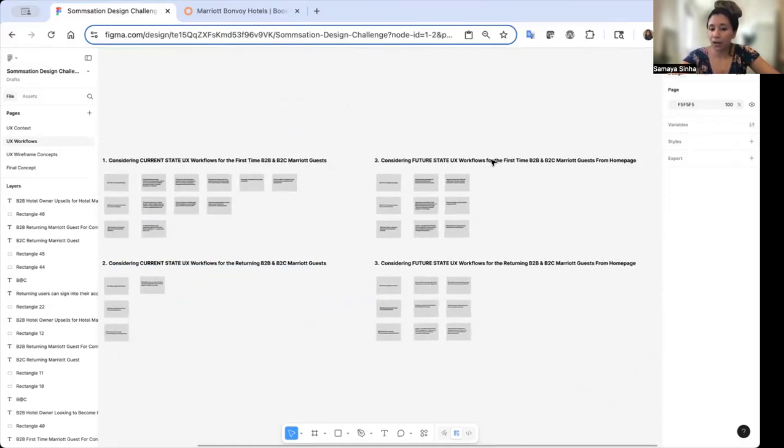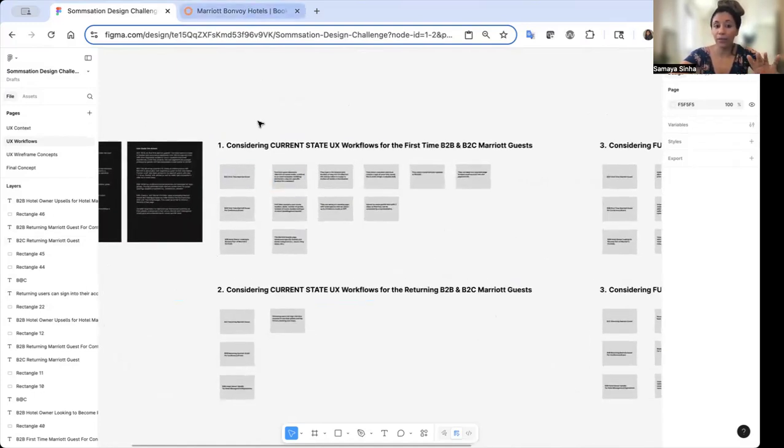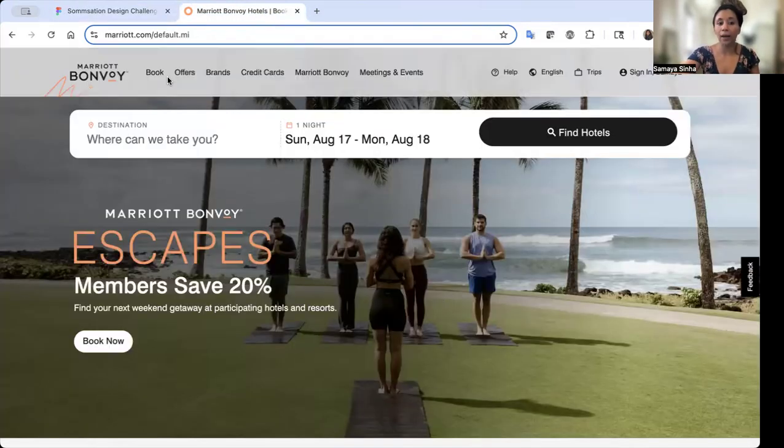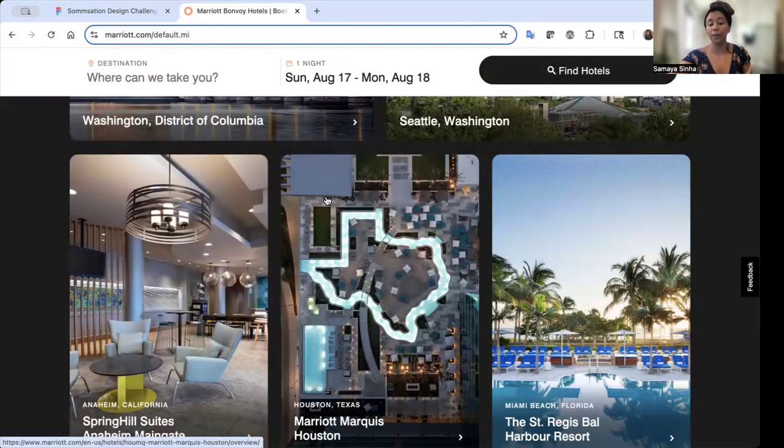And then I wanted to consider a future state. So let's dig into the current state. And this was from just browsing their website and clicking into all the elements that they had on their website. So I'm just going to go to their website really quick. I basically clicked into every single navigation element and panel, and I started to learn more about the Marriott brand.